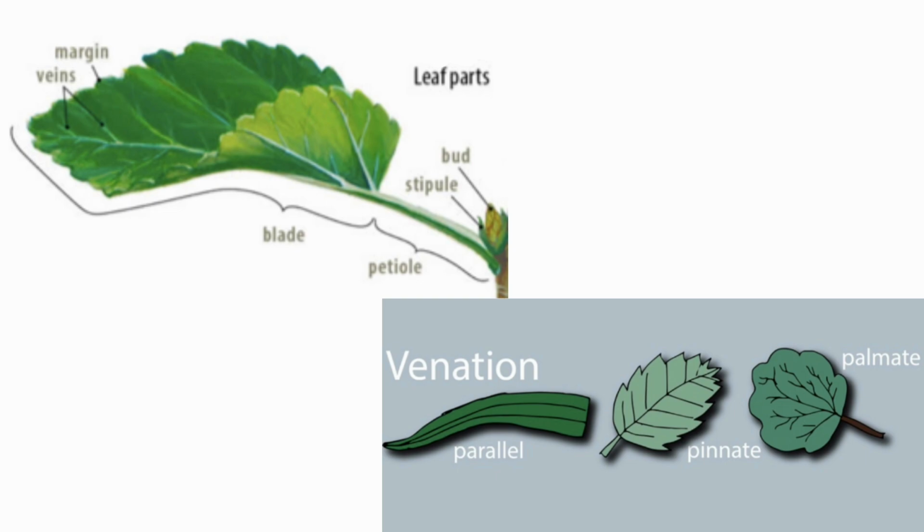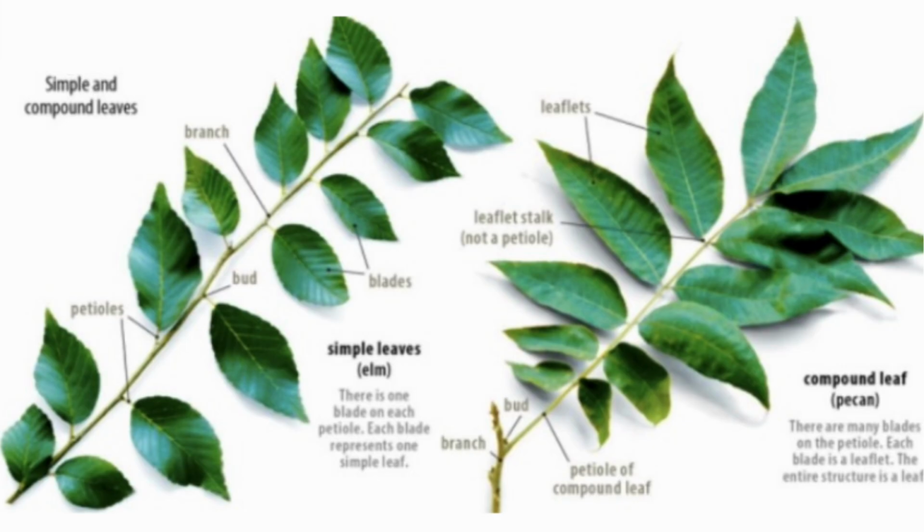There are two leaf structure types, simple and compound. Simple leaves, like an elm. There is one blade on each petiole. Each blade represents one simple leaf. Compound leaf, like the pecan. There are many blades on each petiole. Each blade is a leaflet.